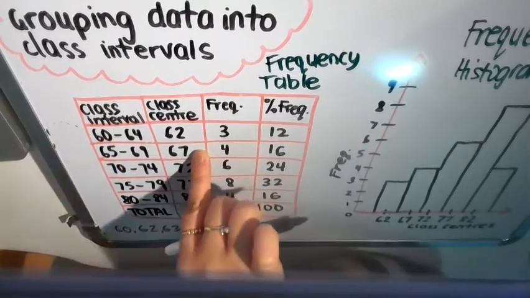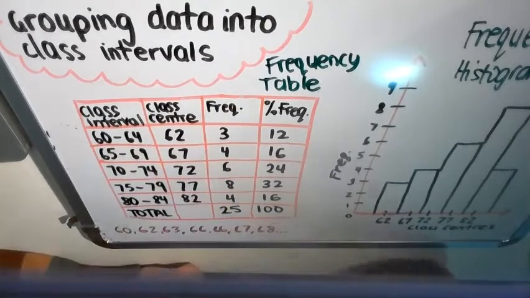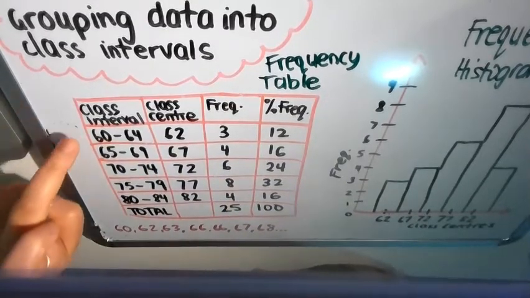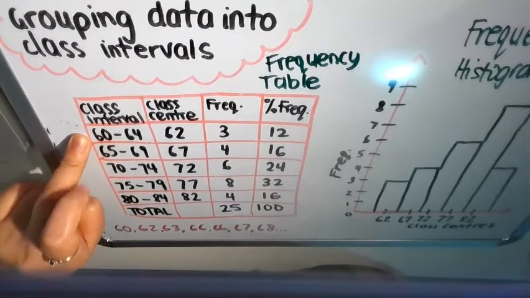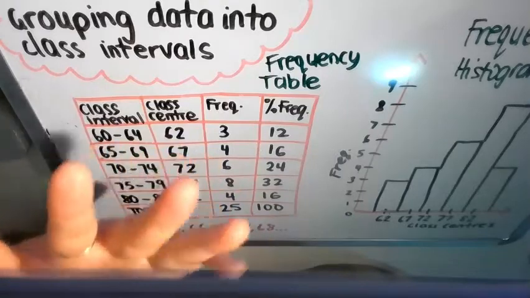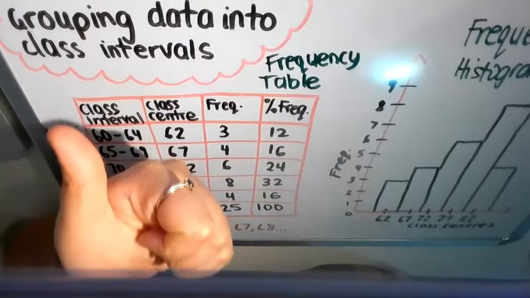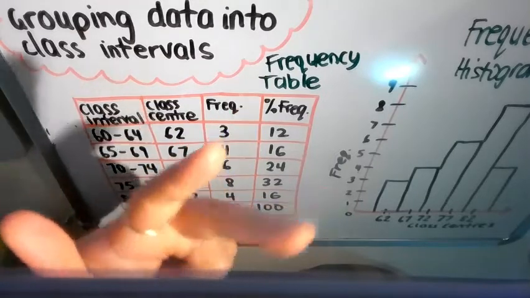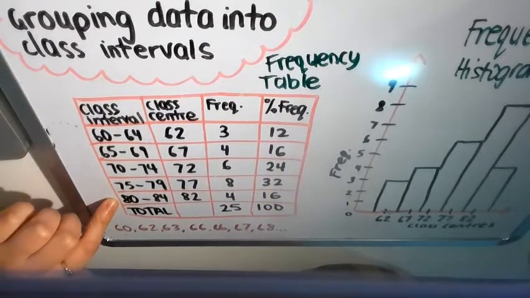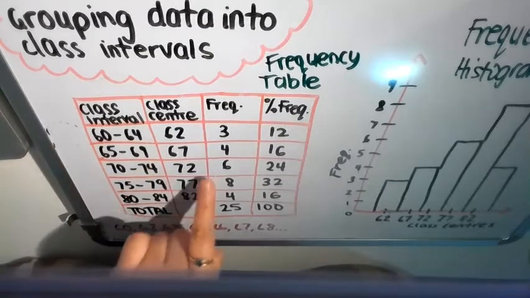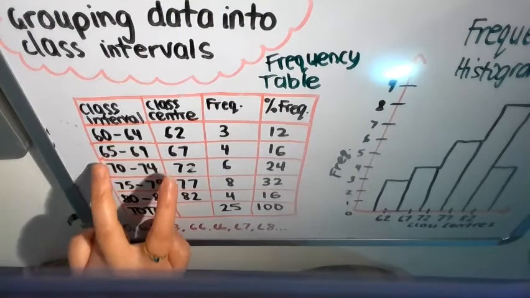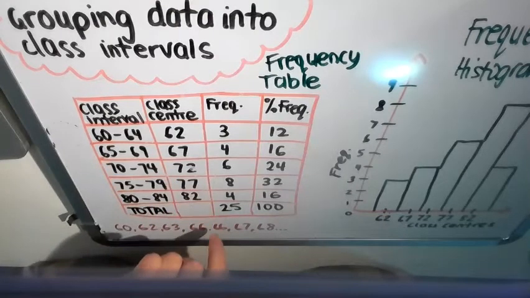67 is the middle between 65 and 69. So you can see that these are groups of 5: 60, 61, 62, 63, 64. And the next group, 65, 66, 67, 68, 69, and so on up until you reach 80 to 84. The class center, like I said, is found by adding the two extremes and dividing them by 2.